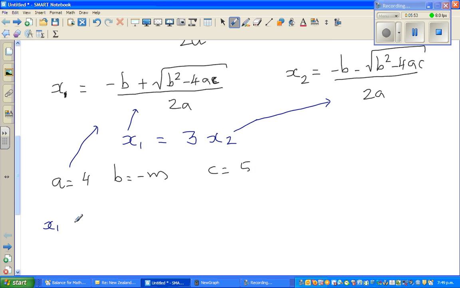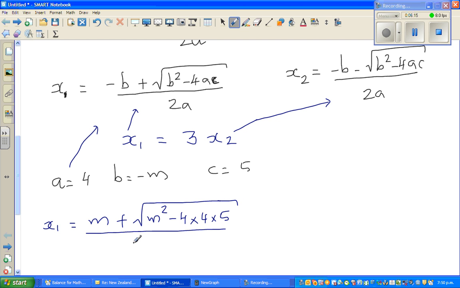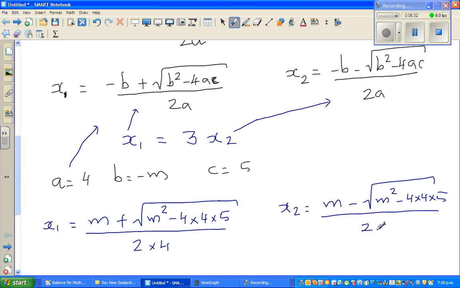So my x1 changes to, your B is negative M, so negative B would become M, plus square root of B squared, so this would become M squared, minus 4 times A times C, which is 4 times 5, over 2 times 4. And your x2 would become M minus square root of this whole thing, which is M squared minus 4 times 5, over 2 times 4.